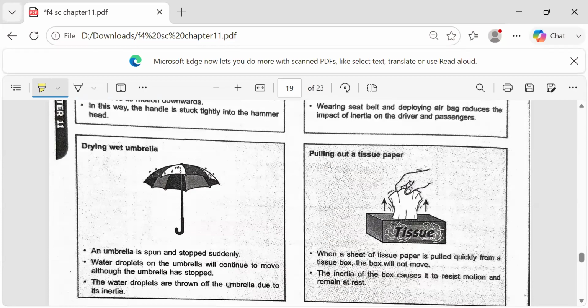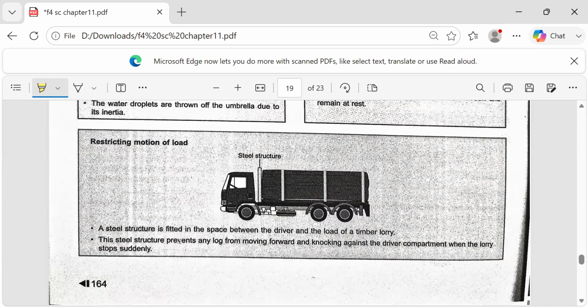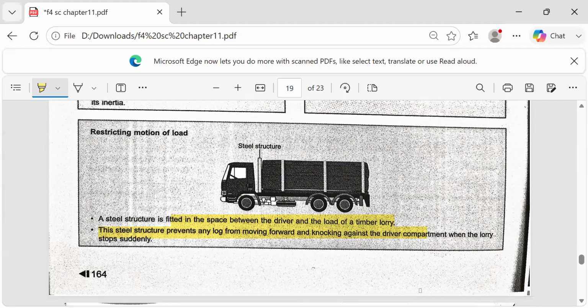An umbrella is spun and stopped suddenly. The water droplets, the umbrella stops turning, but the water all flies off, correct? Because the water droplets are still in movement. Okay? So a steel structure is fitted in the space between the driver and the lorry, so it prevents the logs from moving forward and knocking against the driver if the lorry suddenly stops. If something suddenly stops, the thing here is still moving and it will either move forward or fall down behind it. Okay? Yeah?